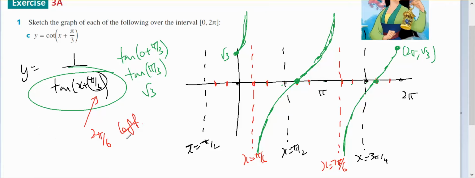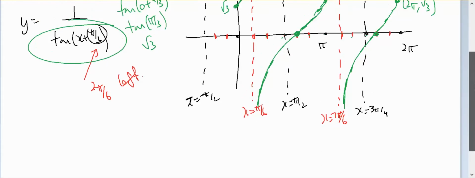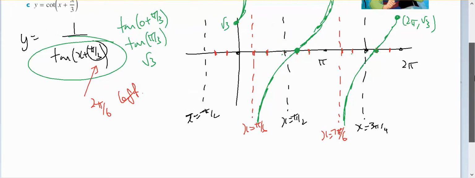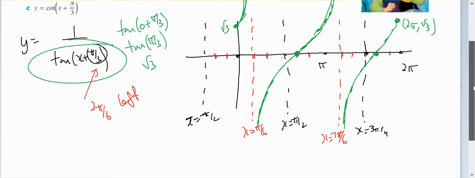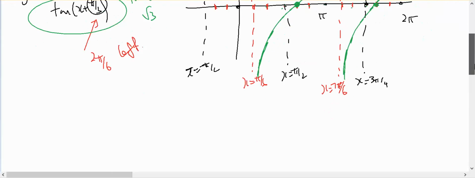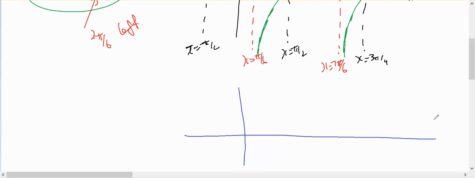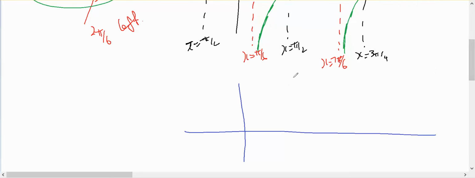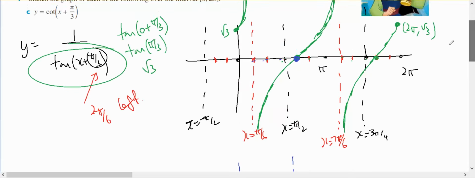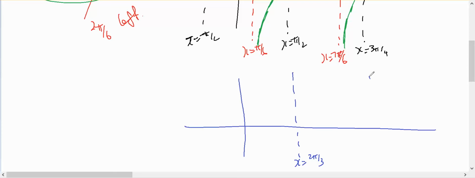I moved it to the left, that's correct. So I'm now going to look for the graph of cot. And cot will have asymptotes where the tan is equal to 0. So if I draw my axis below, this is going to equal 0 at 2 pi on 3, and at 5 pi on 3.